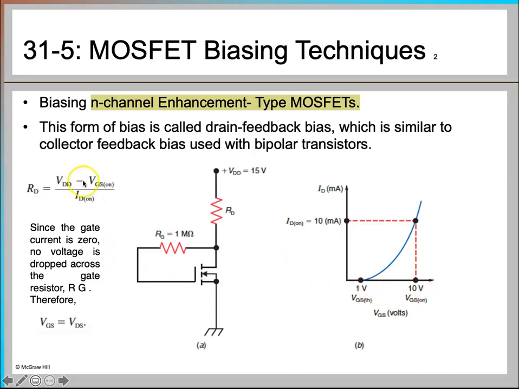You can use this equation to find the drain resistance, which is equal to VDD minus VGS on divided by ID on. Since the gate current is zero, no voltage is dropped across the gate resistance RG. Therefore, the gate-source voltage is going to be equal to VDS.